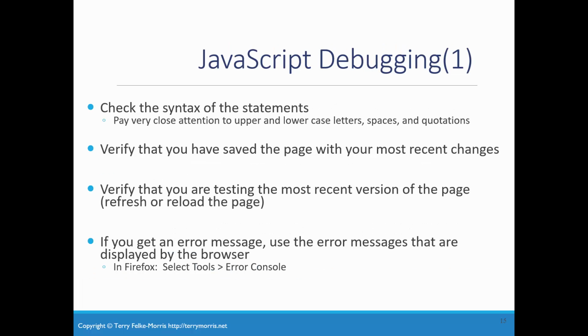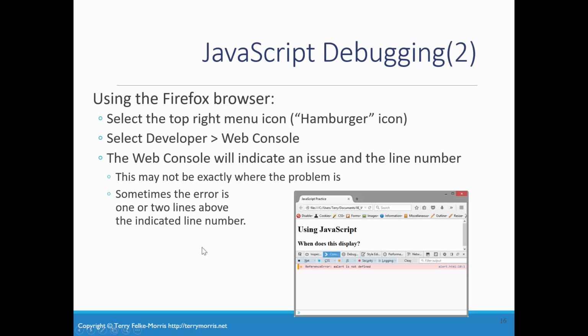All right. When you write JavaScript, sooner or later you're going to need to debug things. When you debug, pay close attention. JavaScript is a case-sensitive language. And you'll see that more when we get into it in more depth and breadth of coverage. All right. Verify that you spell things correctly. Verify that you've saved the page. Verify that you're testing the most recent version. Grab the error message that the browser gives you and either look at it in the console, which we'll talk about later on in the class, or Google it.